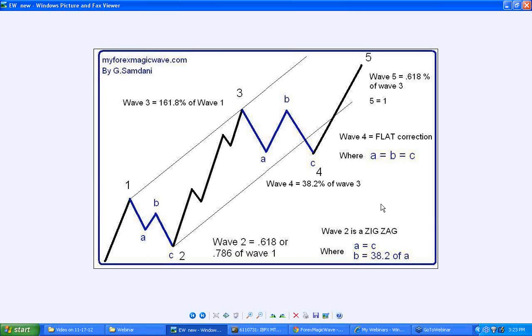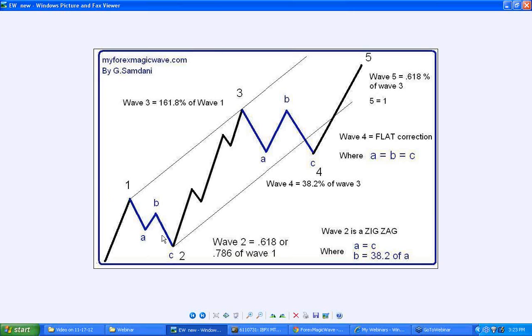I'm making this video to answer a few questions. One of those was about Elliott Wave calculations, how far the wave goes, and the other one is about the Gartley target. So let's talk about this Elliott Wave first. This is the basic structure: 1, 2, 3, 4, 5.